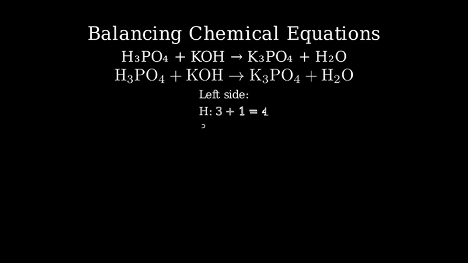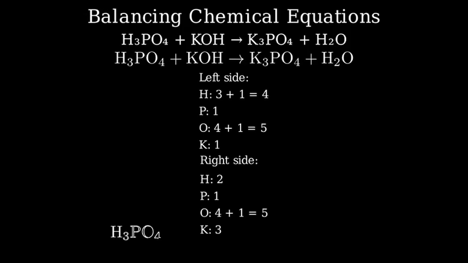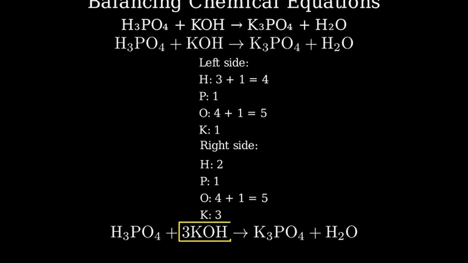To balance this equation, we need to make sure we have the same number of atoms of each element on both sides. Let's start by counting each element. Let's start by balancing potassium. We have 1 potassium on the left, but 3 on the right. To fix this, we need to add a coefficient of 3 to KOH.